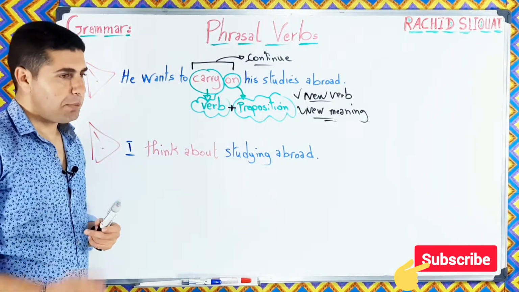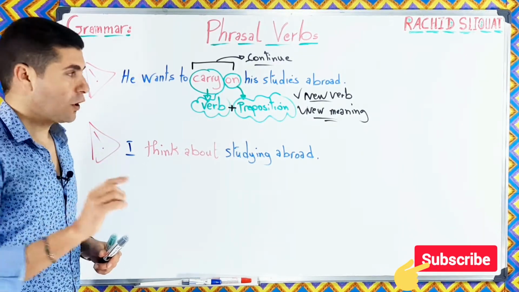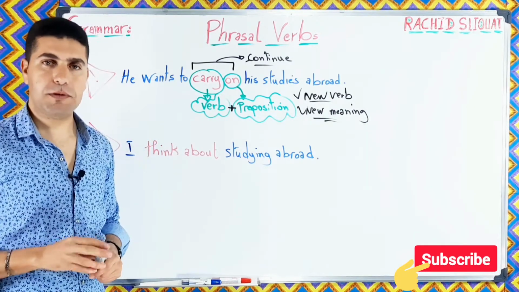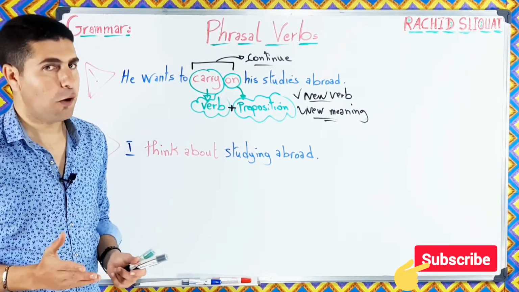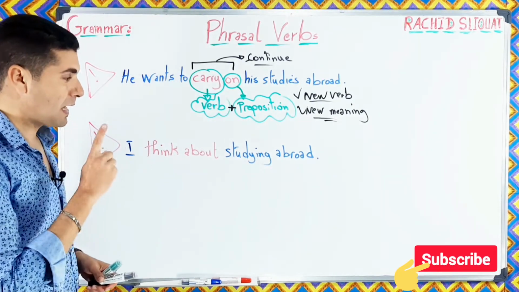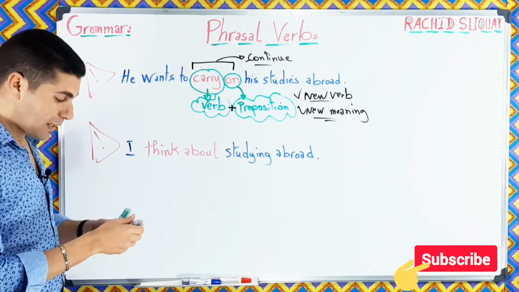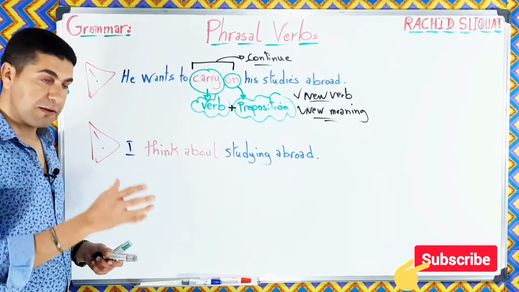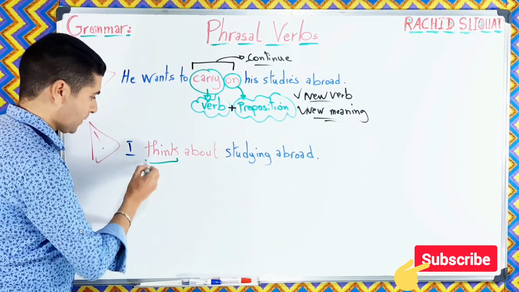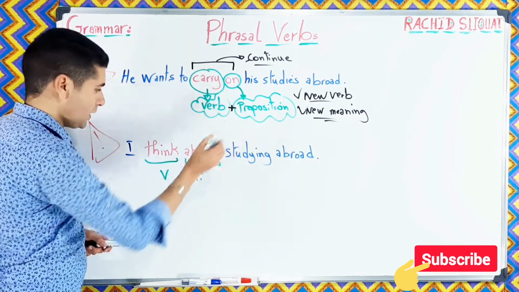Now, there is a question. Do you think that whenever we have a verb plus a preposition, it is a phrasal verb? No, the answer is no. Let's see example number two. I think about studying abroad. So here again, we have a verb plus preposition. I think is the verb, and about is a preposition.